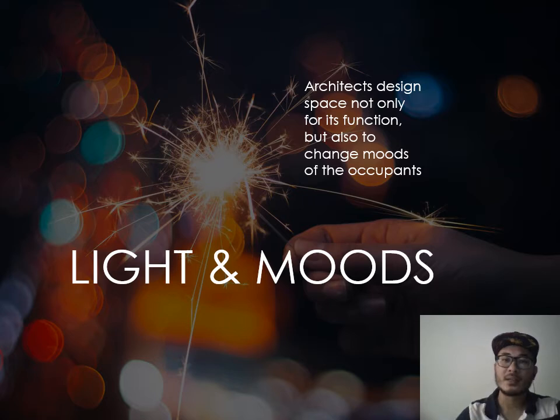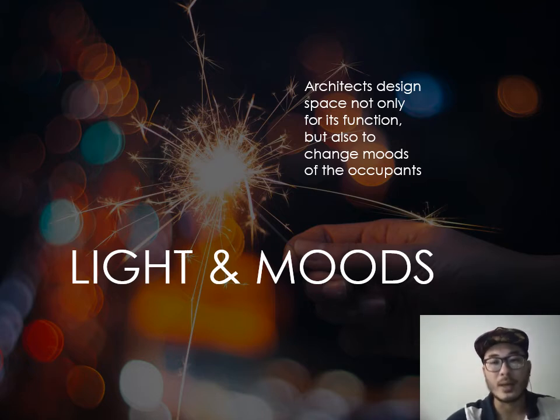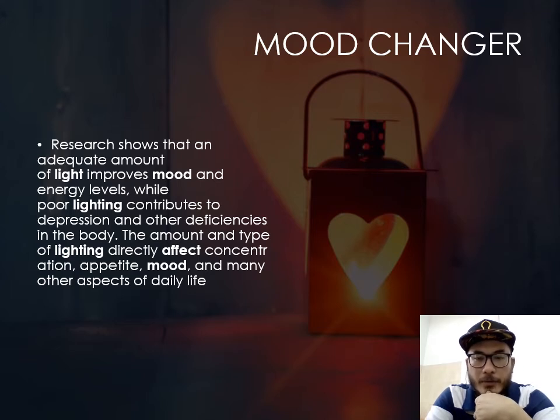So as an architect, you must be able to design both the space, its function, and also be able to control or change the mood of the occupants, and most of the time change it into a better mood, not into a harsh or bad mood. That is not what architecture teaches us. Light has the power to change mood.